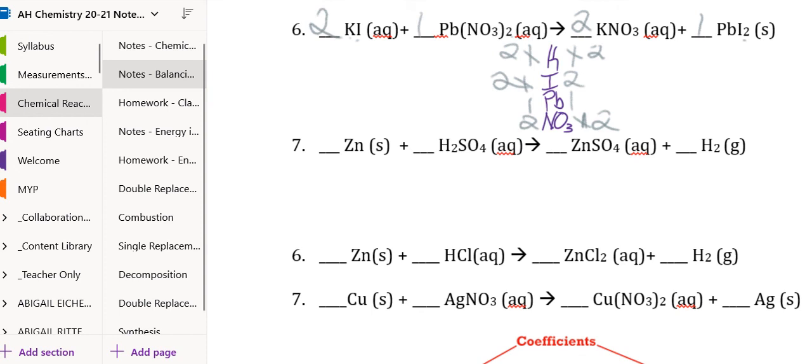Okay, the reaction 7, what type of reaction is it? It's single displacement or single replacement because zinc replaces hydrogen. There's one thing replaced.